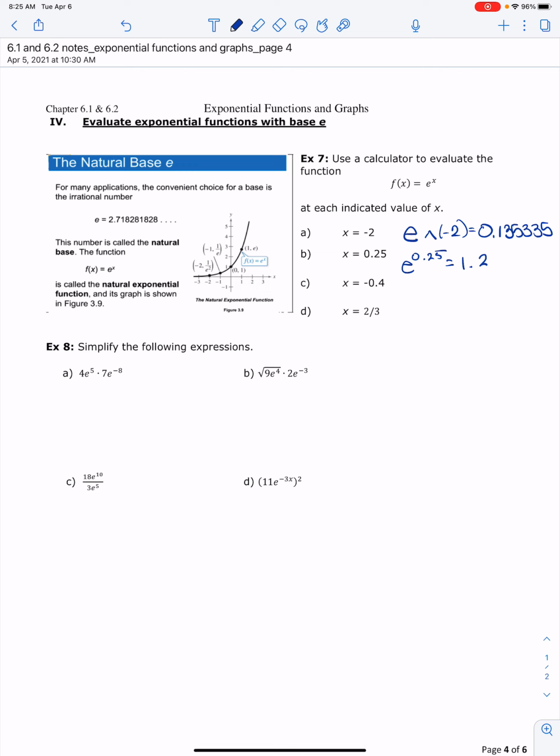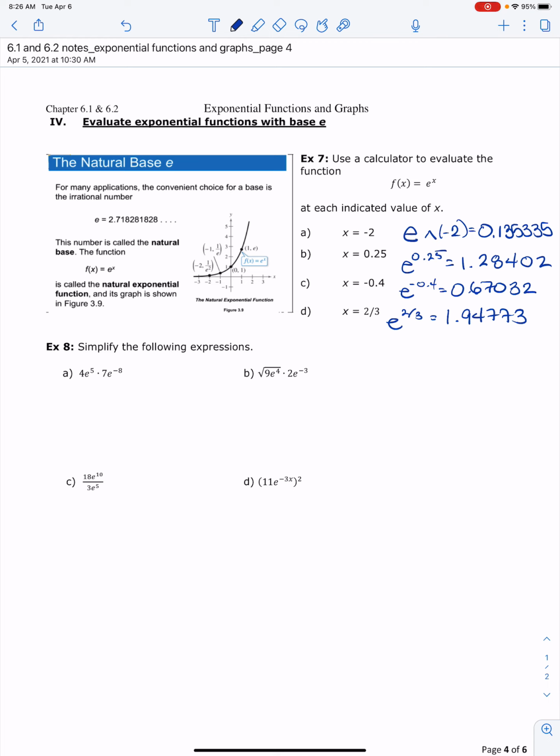E to the 0.25, we get 1.28402. I got e to the negative 0.4, 0.67032, and e to the 2/3, remembering that none of these values should end up being negative. We have got that asymptote at y equals 0, the x-axis, and until we start moving this around and up and down, that's going to be the lower boundary for our graph.